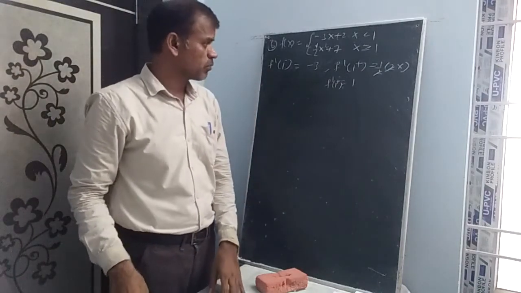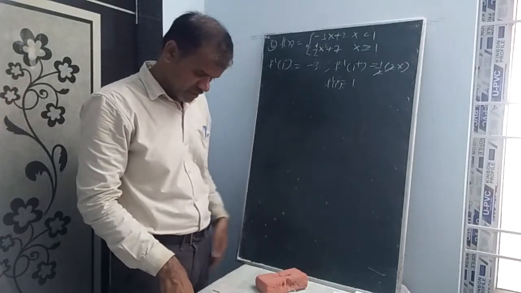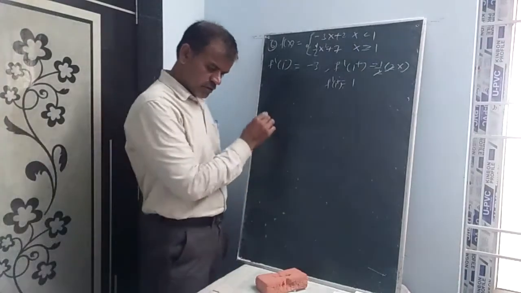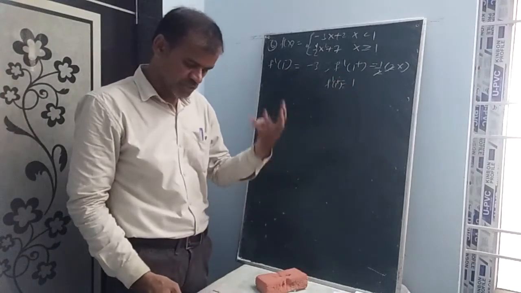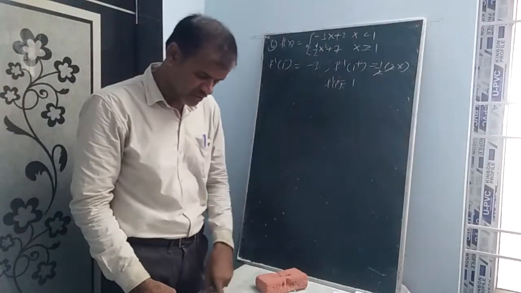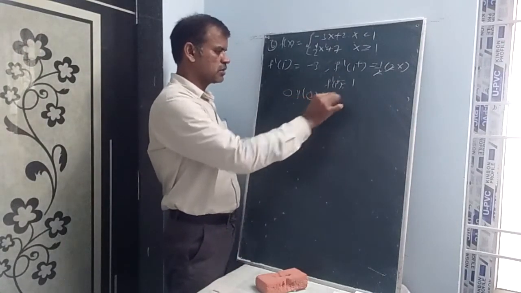F dash of 1 plus 1 first option, f dash of 1 minus equal to minus 3 second option, and not differentiable at x equal to 1. Whenever this is not equal to this one, not differentiable. So first option, second option, fourth option are right. So third option is wrong. Option 3 is wrong.